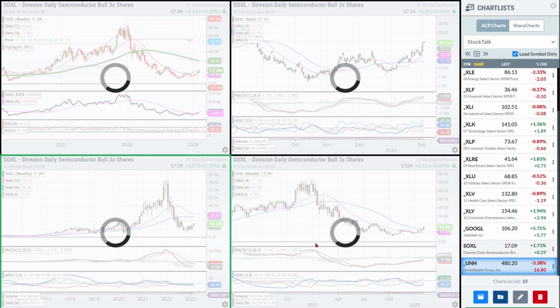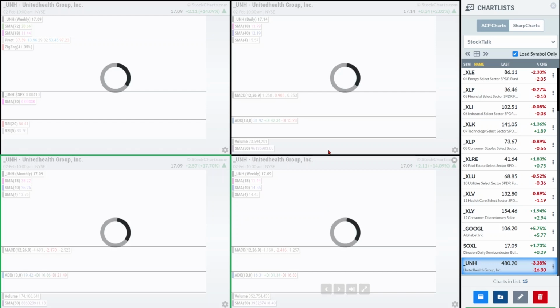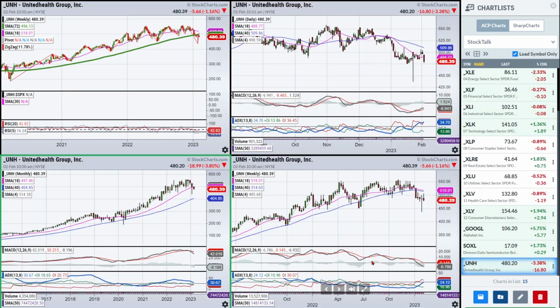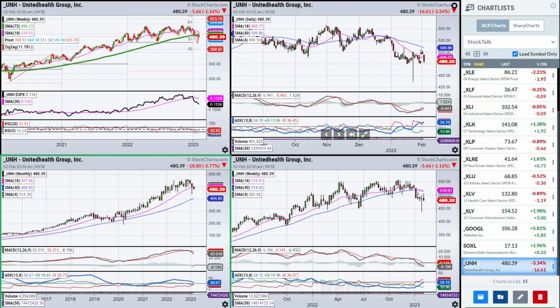All right. So UNH, this is kind of the opposite end of the spectrum. And look at what's going on in this. This stock's getting hit again today. Okay, the market has had some pretty good days in here, and this is really struggling. It's breaking the 18-month line. They're showing a lot of weakness.